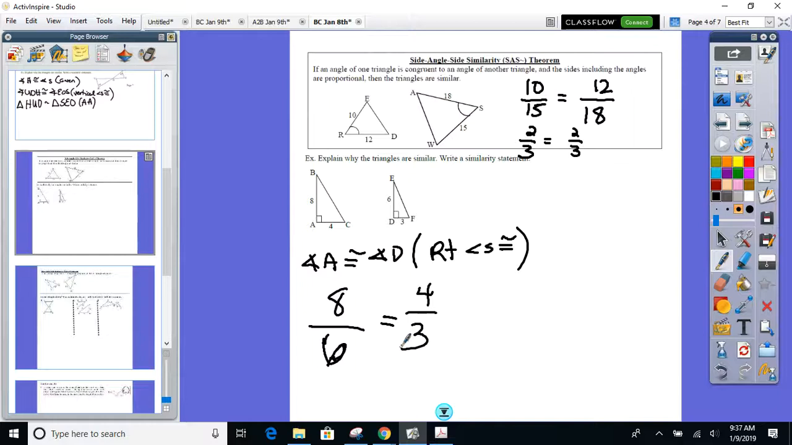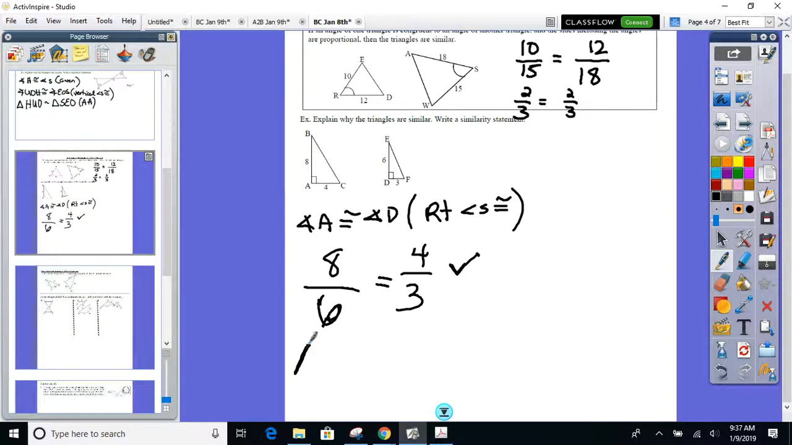Yes? Does it matter which way we put the ratio? Nope. If you decide to do 8 over 4 equals 6 over 3, that's fine as well. Or 6 over 8 and 3 over 4, that's fine. As long as you are cross-multiplying the same numbers. I don't care how you set it up. See what I mean? Okay? So are these in the same ratio? Same ratio. Yep. 24 equals 24 when I cross-multiply, so that's in the same ratio.